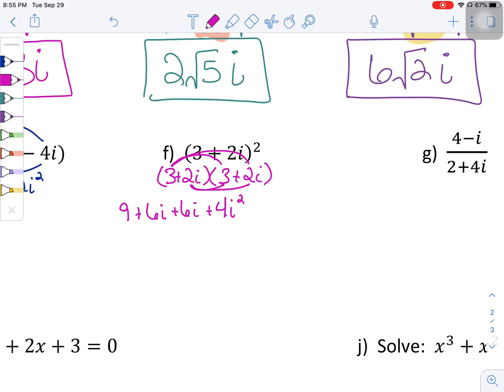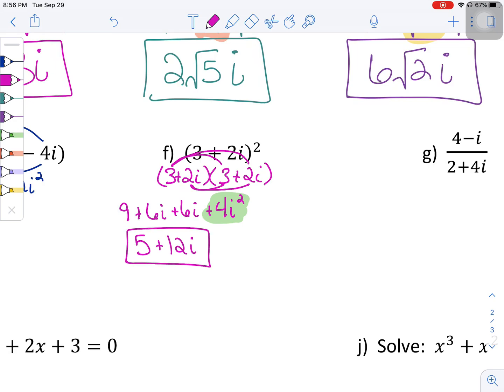Okay. Now, if you can, in your head, translate this to just a regular number, that's awesome. What it would be, you'd have 4 times negative 1. i squared is negative 1, so that's really negative 4. So 9 minus 4 is 5 plus 12i.